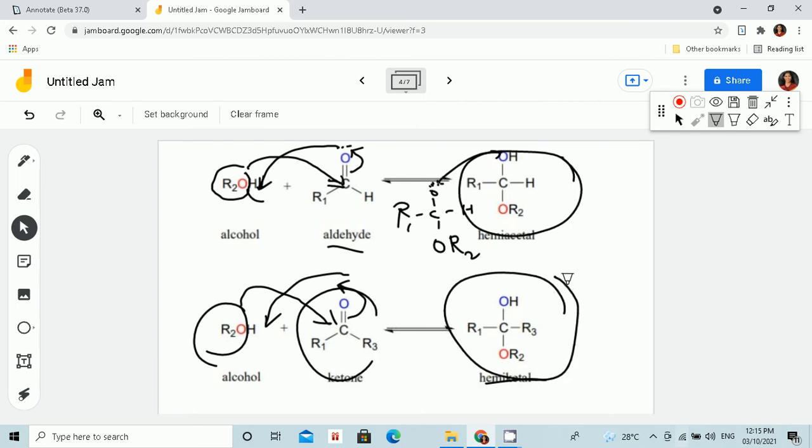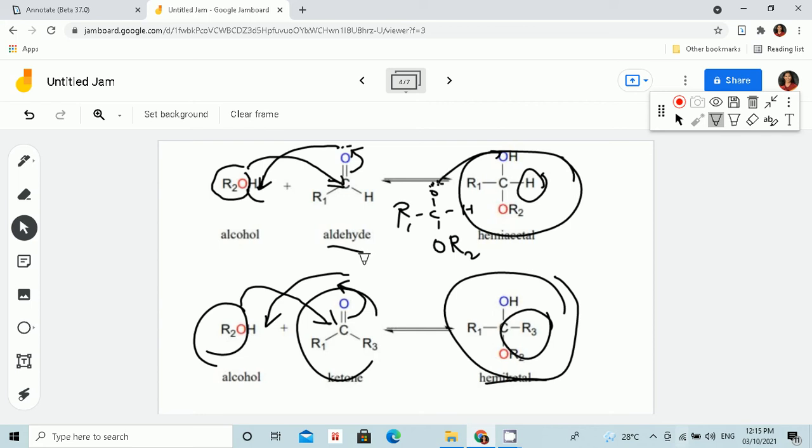Okay, so what's the difference between hemiacetal and hemiketal? Aside from an aldehyde being attacked by an alcohol in one, and a ketone being attacked by an alcohol in the other, in a structure you can see the H here, so it's a hemiacetal. And when you see R, three R's, that is a hemiketal. Okay, so what's the importance of these reactions of hemiacetal and hemiketal?